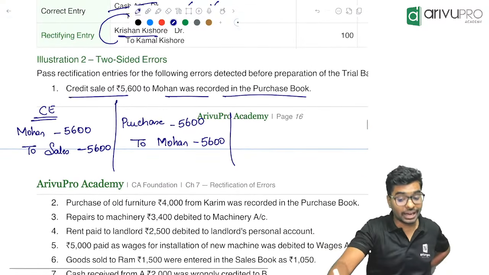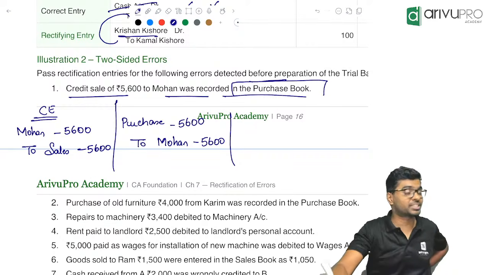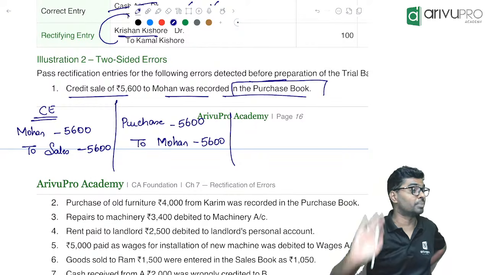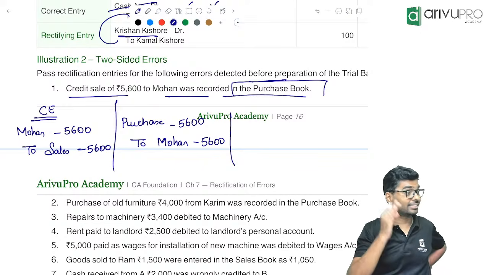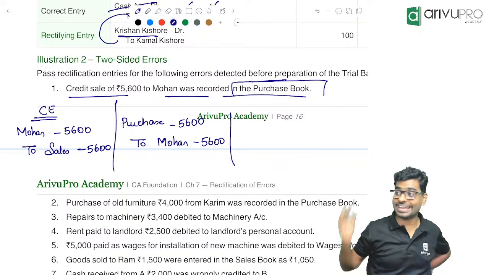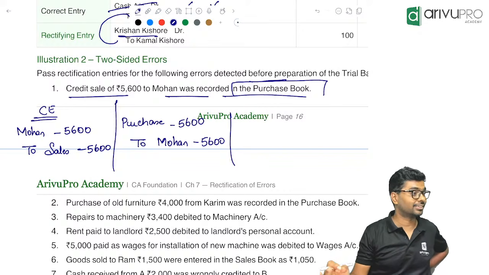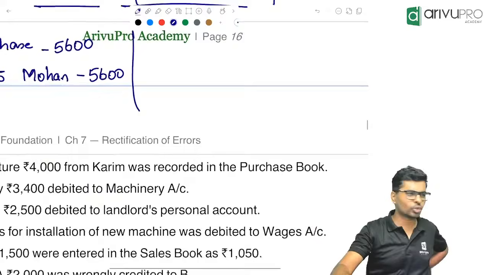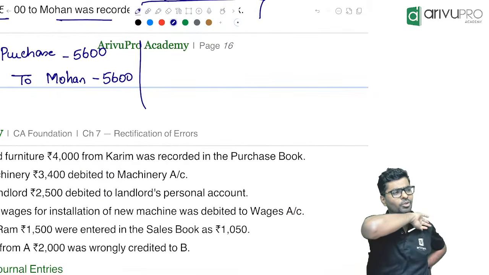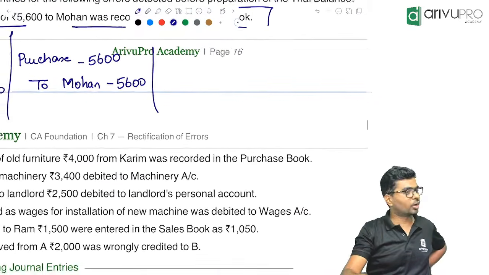The moment I say it is recorded in the purchase book, no brainer, I will pass the purchase entry. That's why I was stressing in the morning. The moment you write somebody's name in the purchase book, the purchase entry has been passed. Clear with this? Now, how do I rectify? Students often make mistakes here. I'm going to apply the same rule.